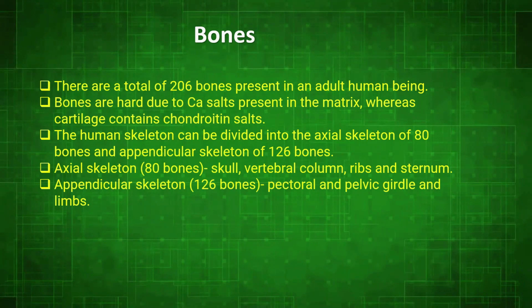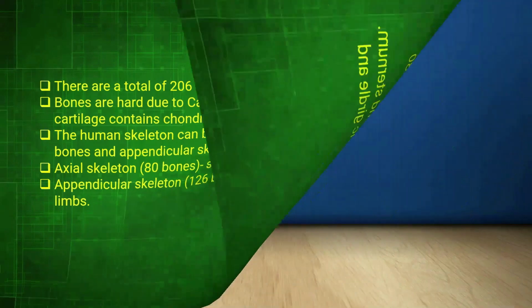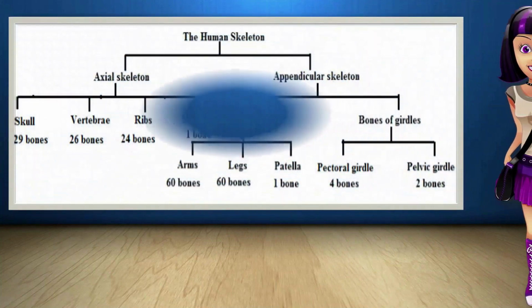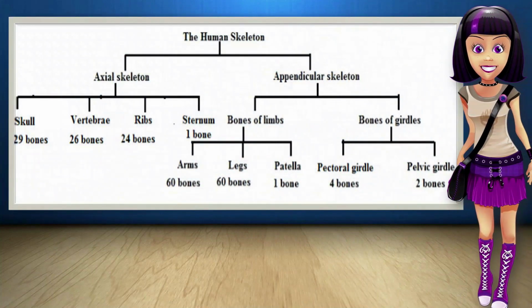Axial skeleton, 80 bones. It includes the skull, vertebral column, ribs and sternum. Appendicular skeleton, 126 bones. It includes the pectoral and pelvic girdles and limbs. Study the table carefully, and make sure that the human skeleton is made up of 206 bones.